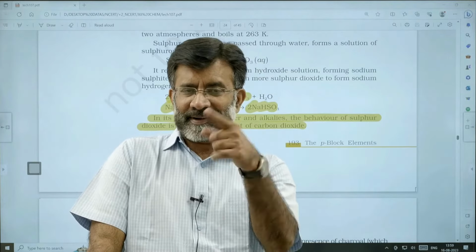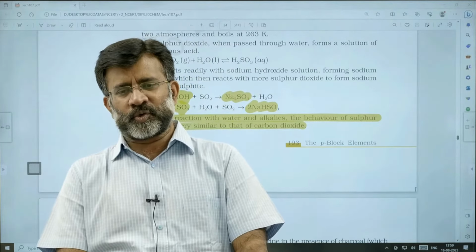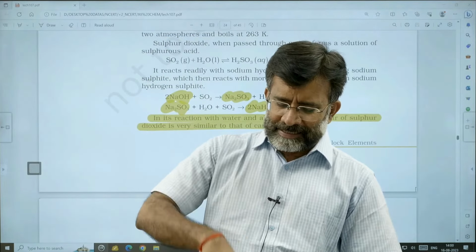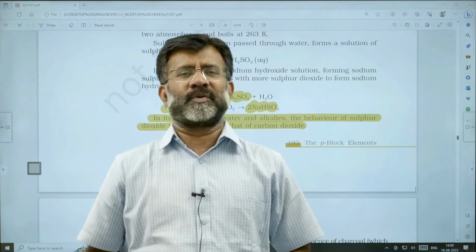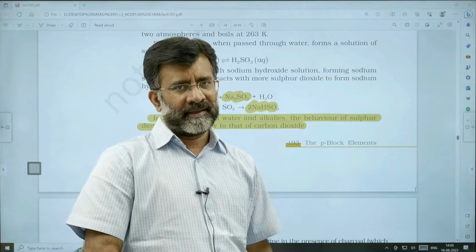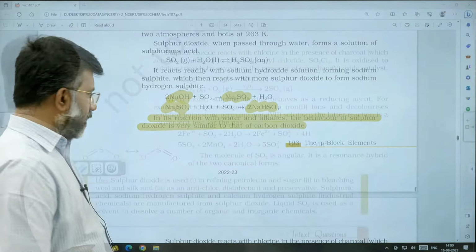So before doing the lime water test, if you are testing for carbon dioxide, you have to ensure no sulfur dioxide is present. Sulfur dioxide can give the same type of reaction, the same observation you find in the lime water test with carbon dioxide. The behavior of SO2 with alkali is similar to carbon dioxide.